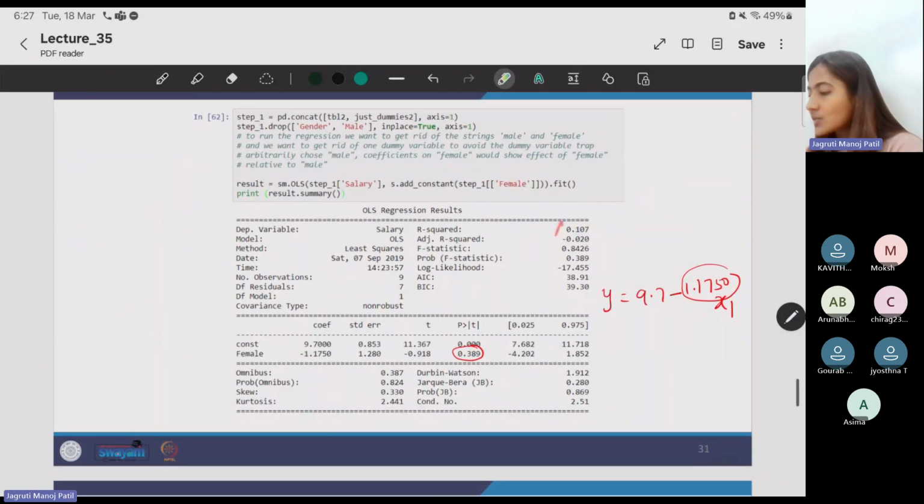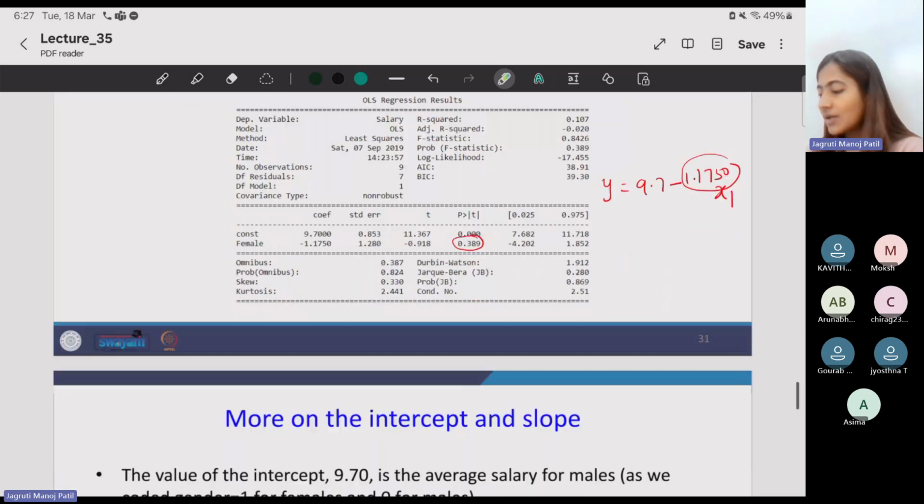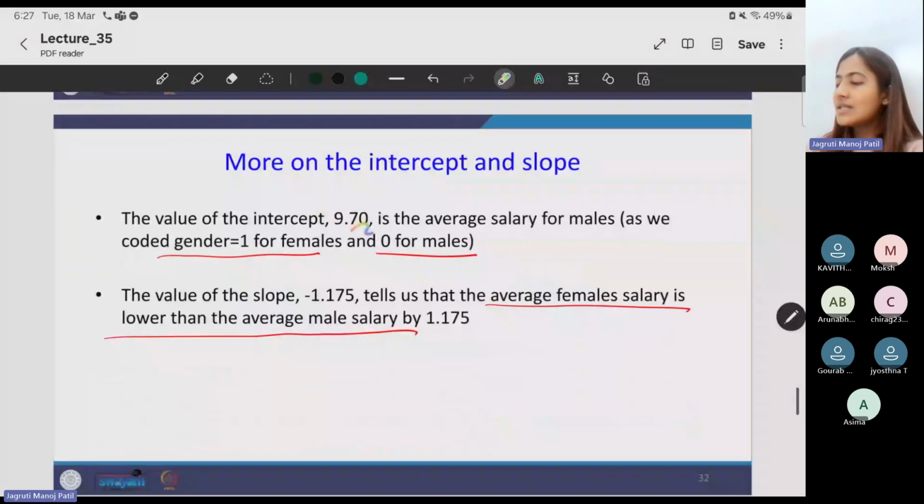And then I see that, okay, R square has been lessened to a point. Even it is negative in some cases and my probability is also higher. What that means is that for female, our data set is not linearly related. Okay, so we can't do linear regression on it. So we see that the intercept was some value, the average salary for male as we coded this for males. The value of the slope will tell us that the salary is less than that of this particular value.